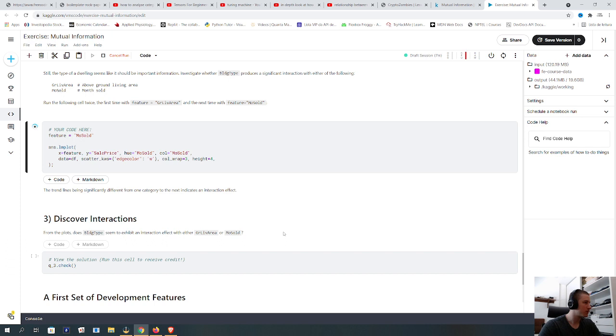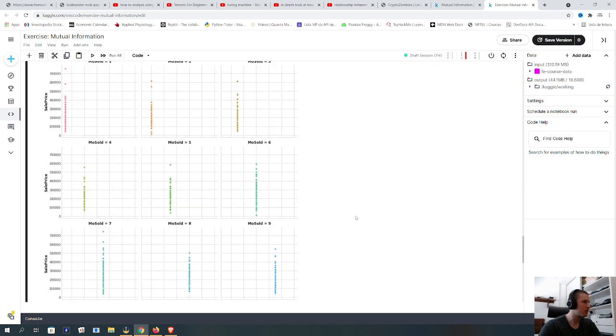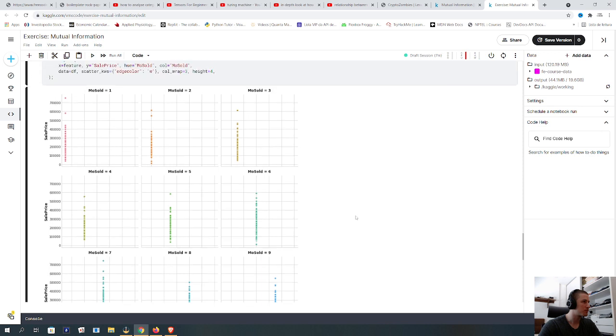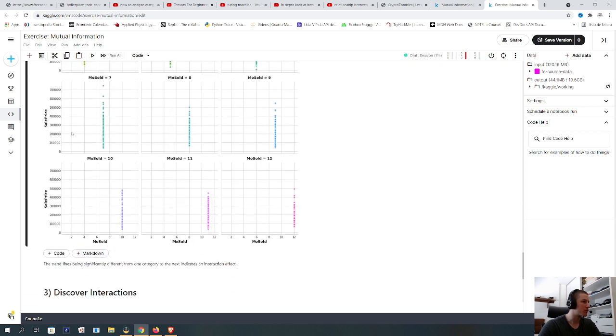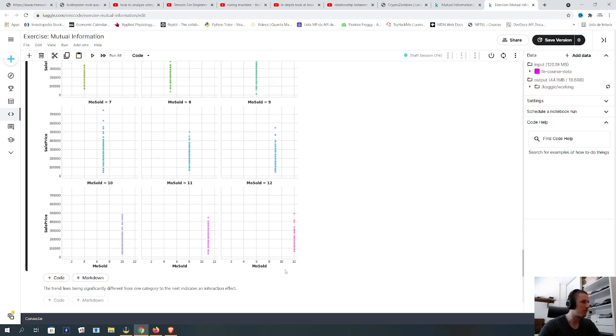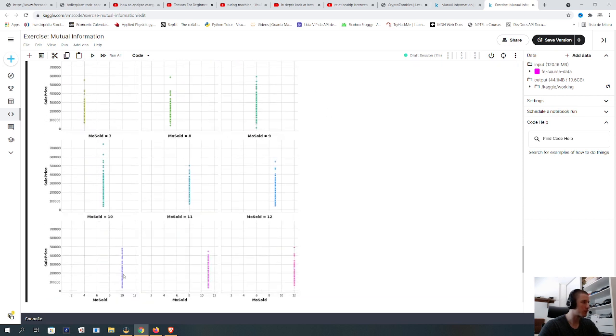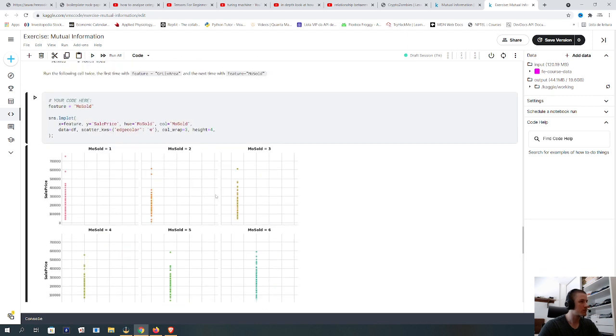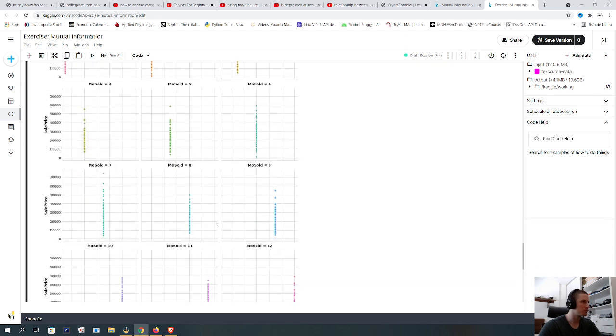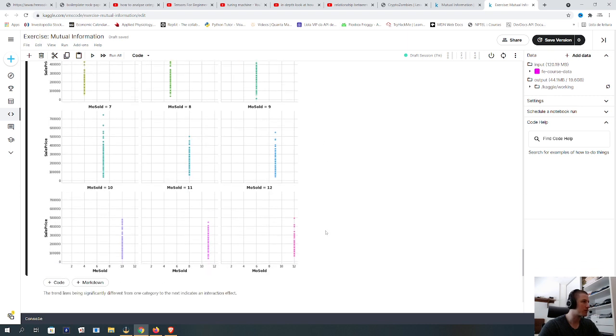The trend lines being significantly different. I'm not sure if I did this the right way, but yeah. It seems like when you increase most sold, it increases the price. No, it's the same thing actually. It's just going to the right because obviously you're increasing the value.